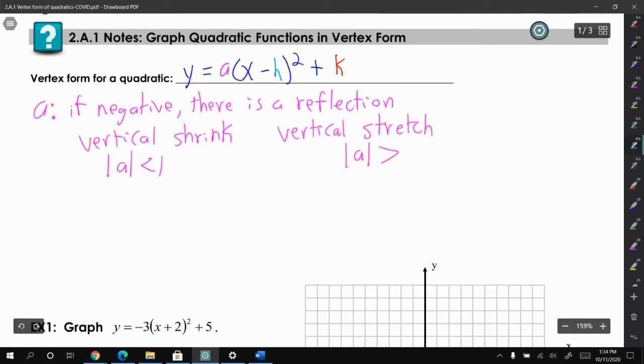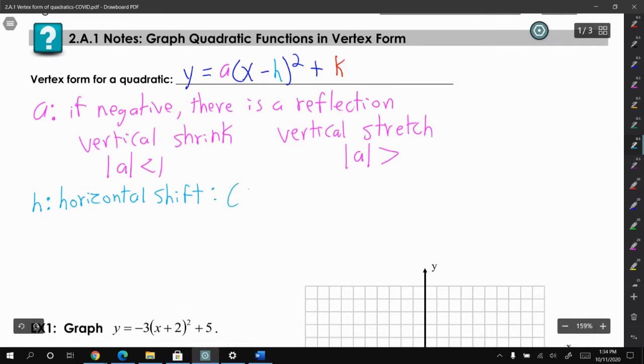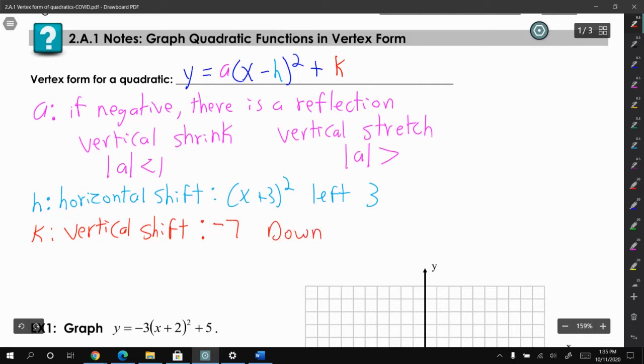Then the h value, that's your horizontal shift again. And just like with absolute value, it's the opposite of what you would think. So if it says x plus 3 on the inside, that means you're moving left 3. And then the k value is your vertical shift. And just like with absolute value, it's exactly what you see. So -7 means we're going to be shifted down 7.